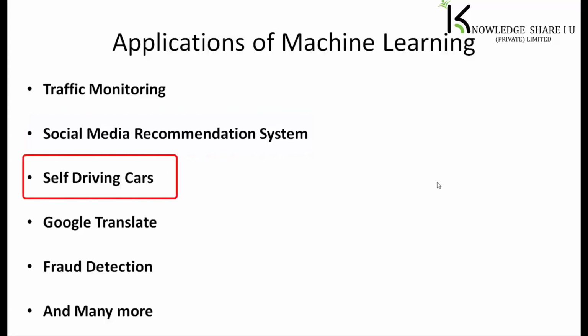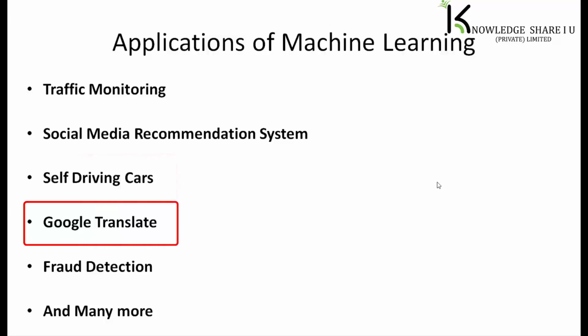The third one is the self-driving car or driverless car. It is also called an autonomous agent system. In that we use deep learning and object detection models. So the computer vision area of research mainly focuses on self-driving cars. The fourth one is Google Translator. Google Translator uses machine learning to learn from its experience.